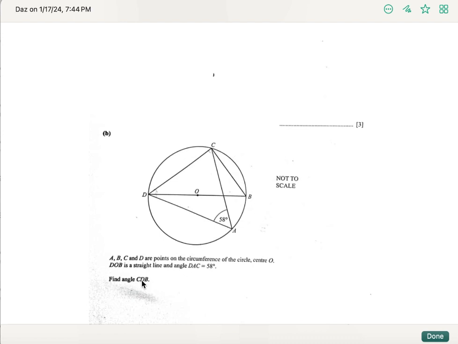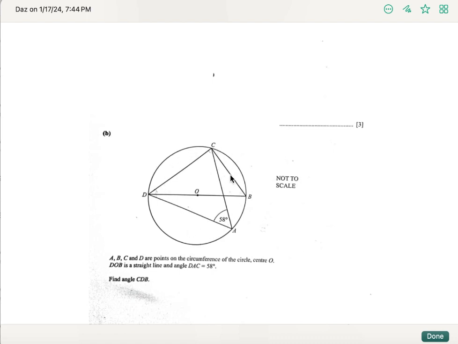Find angle CDB. Now find angle CDB, this angle. They want us to find this angle. Is that okay? Now, the first thing to note, I think we need to sketch this on our whiteboard.